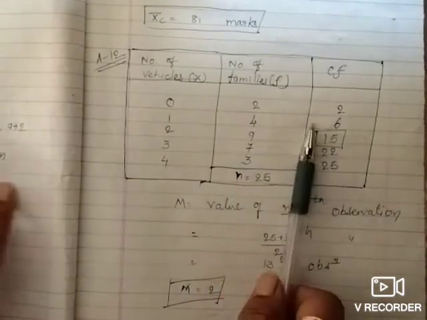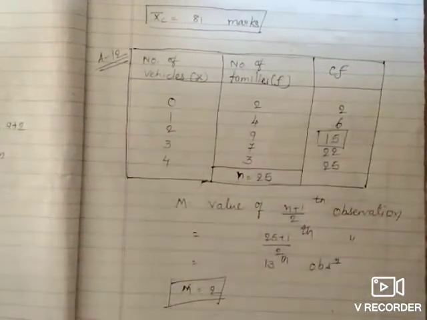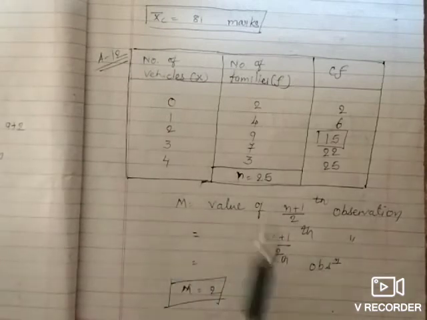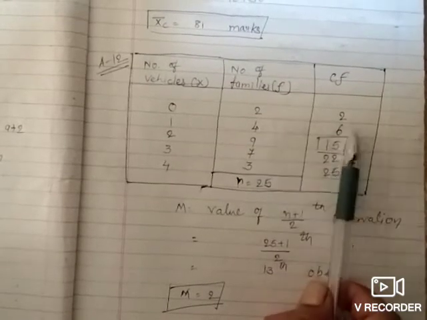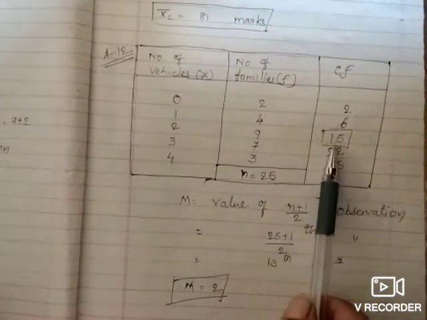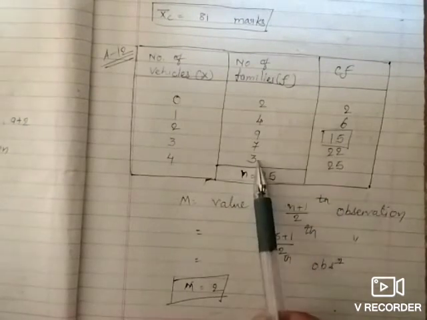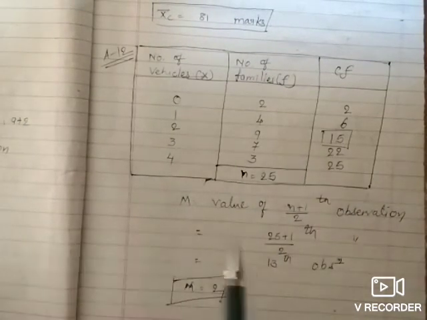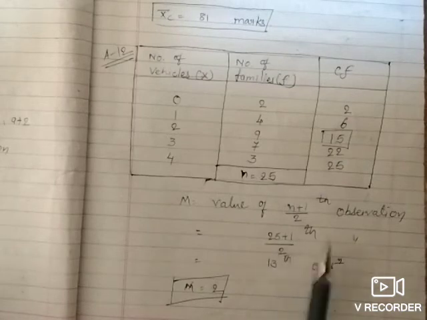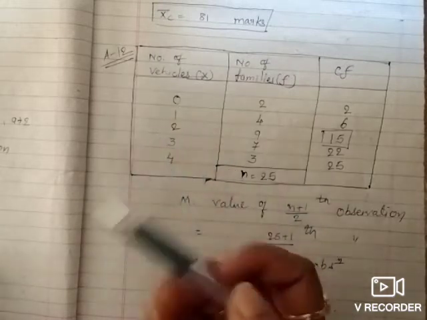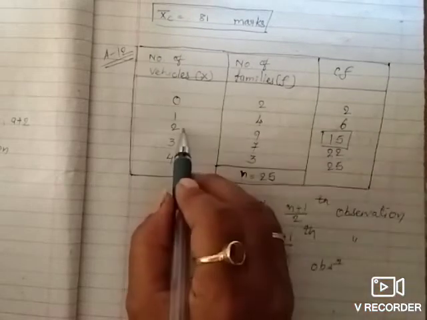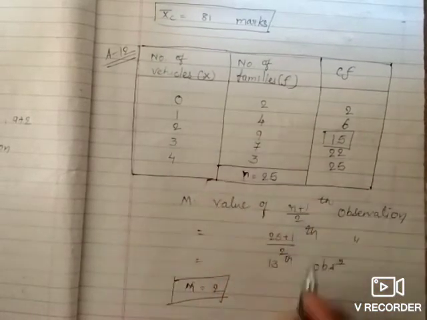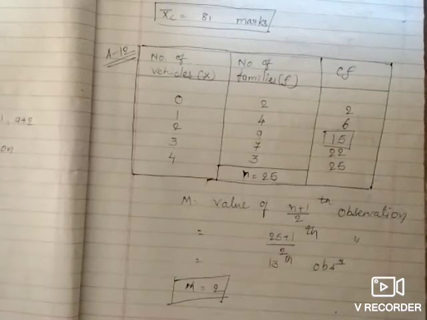For a discrete series, we require the cumulative frequency, because we have to check this observation in the CF. The CF first comes 2, 2 plus 4 comes 6, 6 plus 9 comes 15, 15 plus 7 comes 22, 22 plus 3 comes 25. So 25 plus 1 upon 2 comes the 13th observation. The 13th observation lies in the 15th CF, whose x value is our median. So the median is equal to 2.